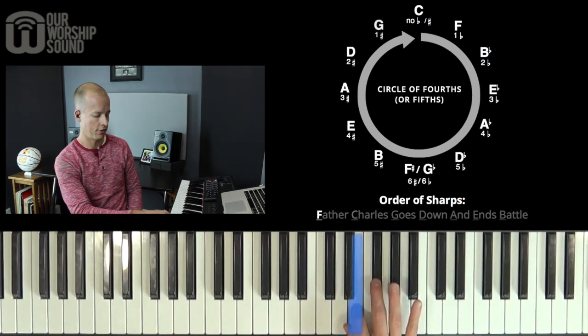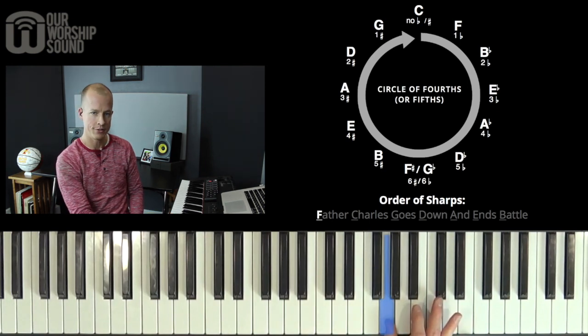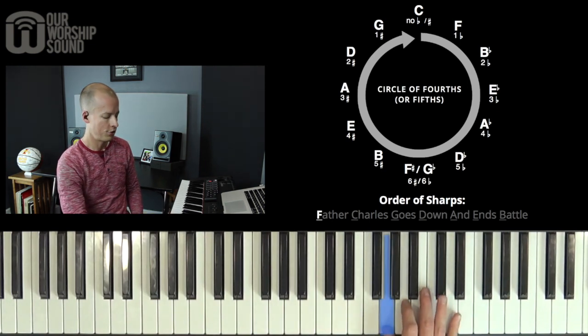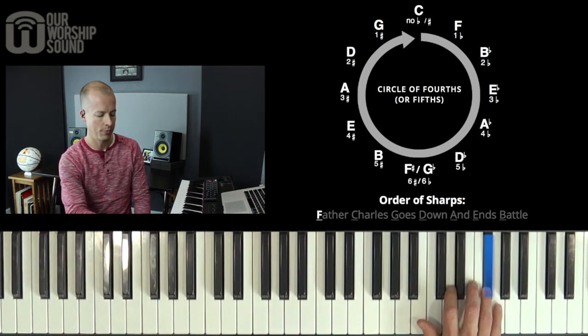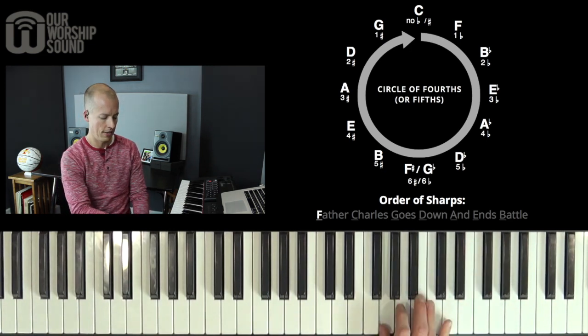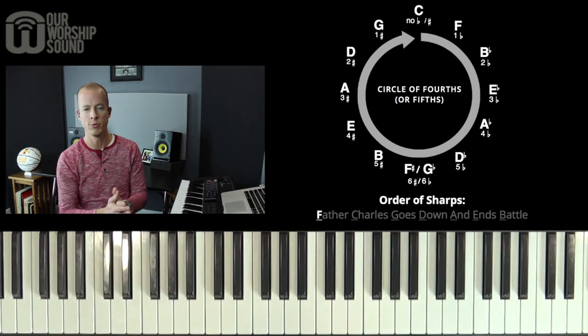And our final scale starts on G, and it has just 1 sharp, F sharp. G, A, B, C, D, E, F sharp, G. And then we've completed the circle. We're back to C with all naturals. So that was a lot to go through, but if you can do that, and if you can understand your scales and your key signatures, it's going to unlock a lot of different things.